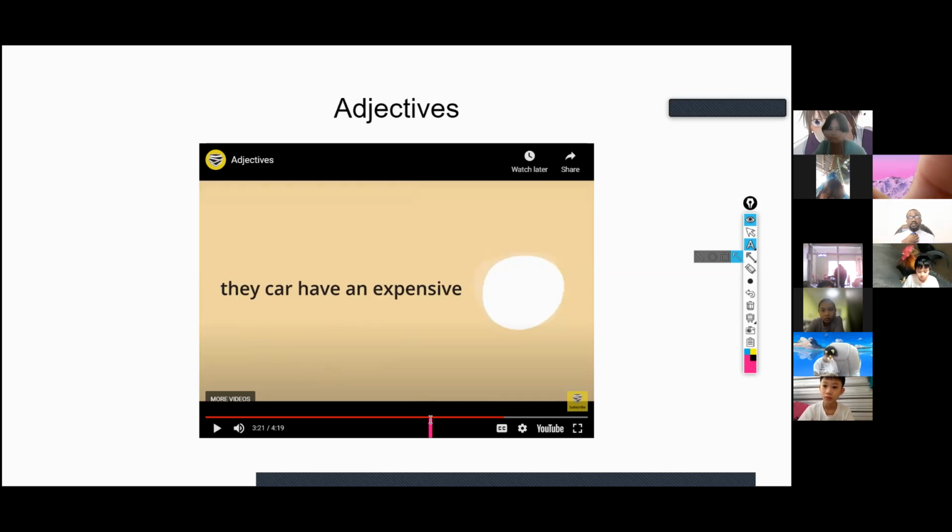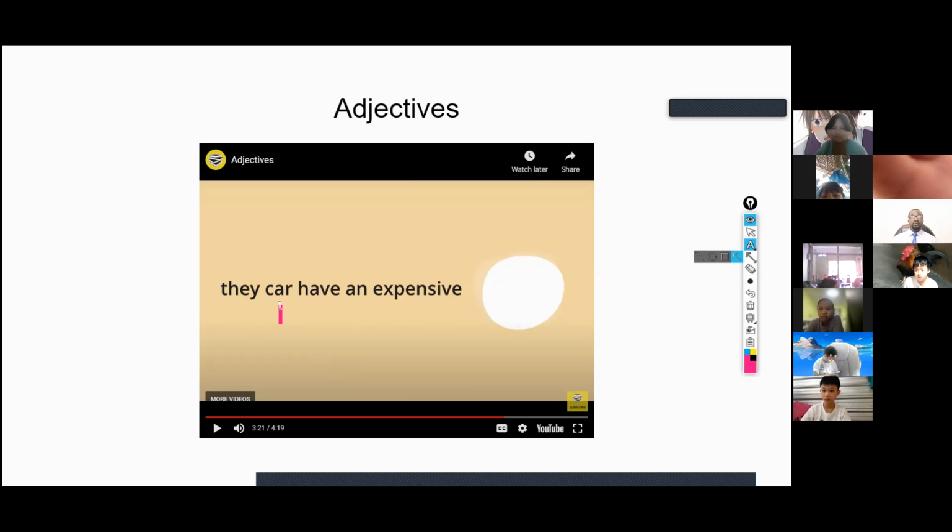Ms. Tangwa, can you choose a student? Thank you. Bam. "They have car and expensive." Very close, very close. But Bam, I want you to listen to the teacher. They have an expensive car. Very good. They have an expensive car.